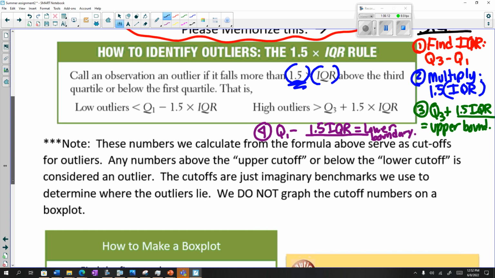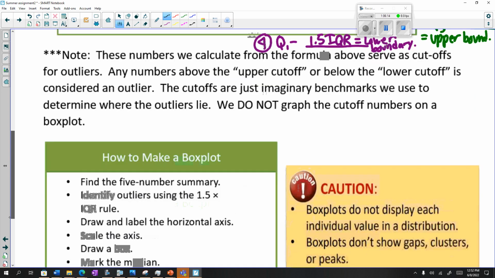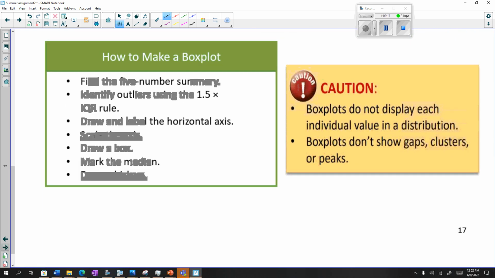All right, so now we're going to use this information for the outlier formula to make what we call a box plot. There are two types of box plots. There's a regular box plot and there's a modified box plot. We're going to talk about both of them here. So this one is talking about how to make a modified box plot. The modified box plot is the one that shows outliers.